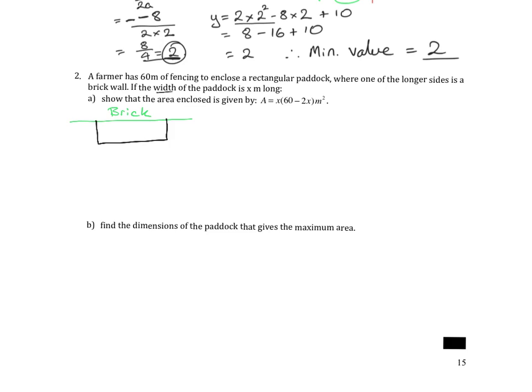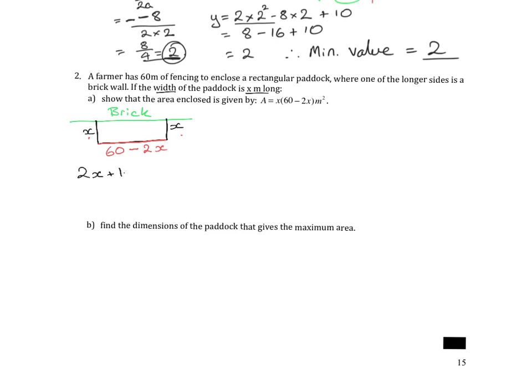Now, it says the width of the paddock, remember, width is always one of the shorter lengths, is x meters long. So that means this is x, and also this is x. So now the question is, what's this length here? Well, if all these 3 have to add up to 60, then this red one is going to be 60 minus the other 2 x's, because then they will all add up to 60. Okay? Or if you like, you can think of it this way.